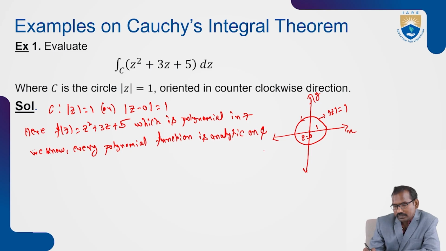On the whole complex plane, f of z is also analytic. So the set mod z equal to 1 is a subset of the whole complex plane, right? So mod z is also analytic within and on the curve C, on the closed curve C.